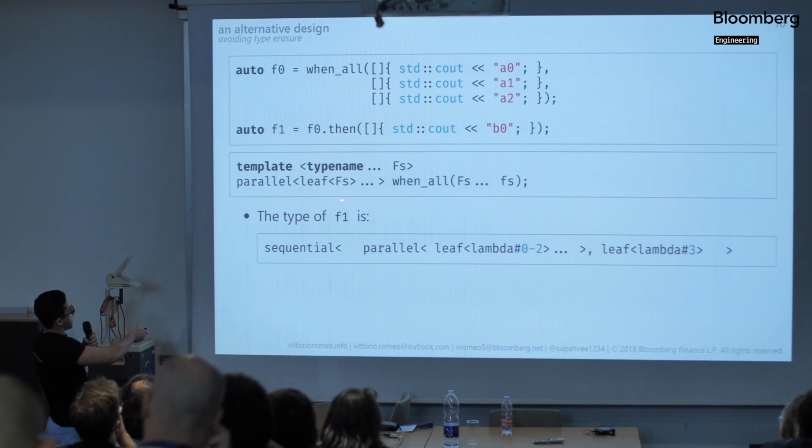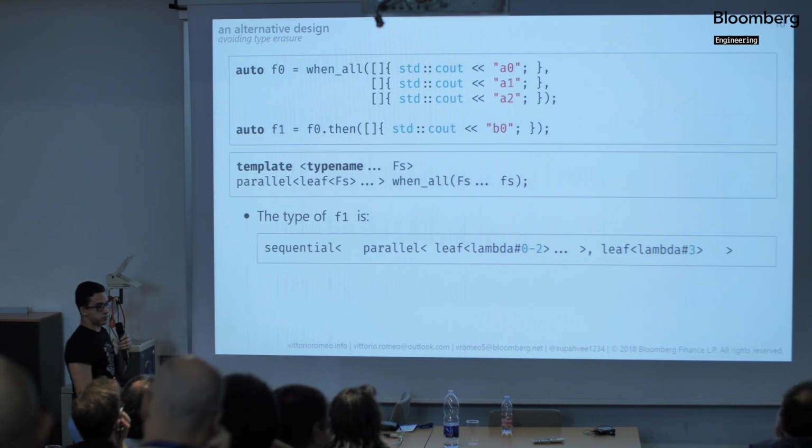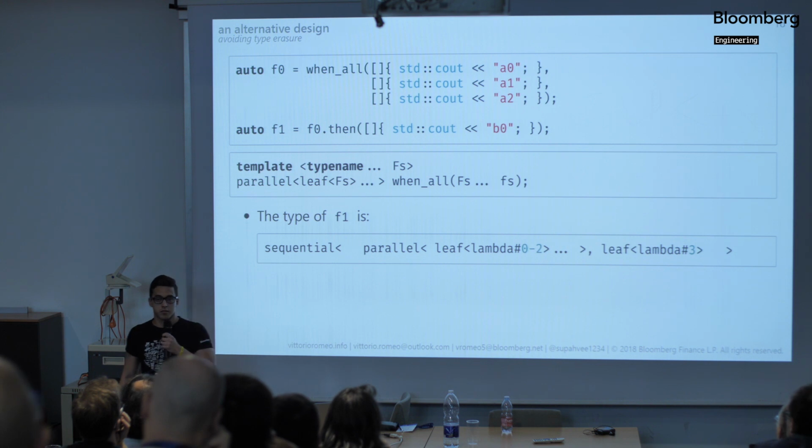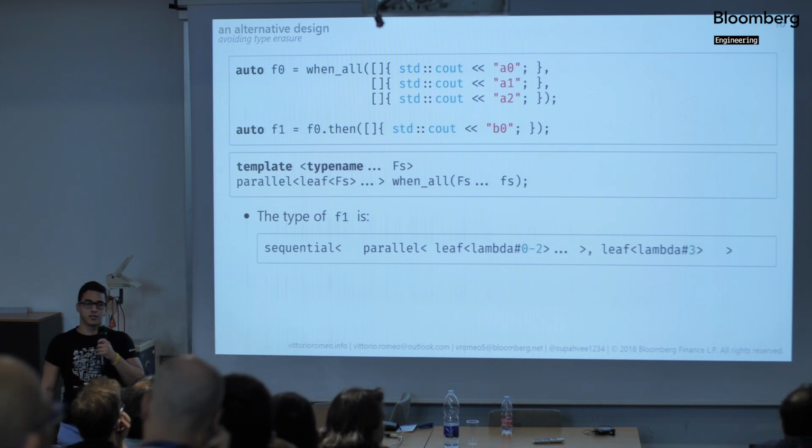In this case, the type of f1 is a sequential node, because we have a .then of a parallel node of 3 leaves, so leaf 0, leaf 1, leaf 2, and then the second node is a leaf of lambda 3, which is the one we're going to invoke on the then continuation. Make sense so far? Okay.